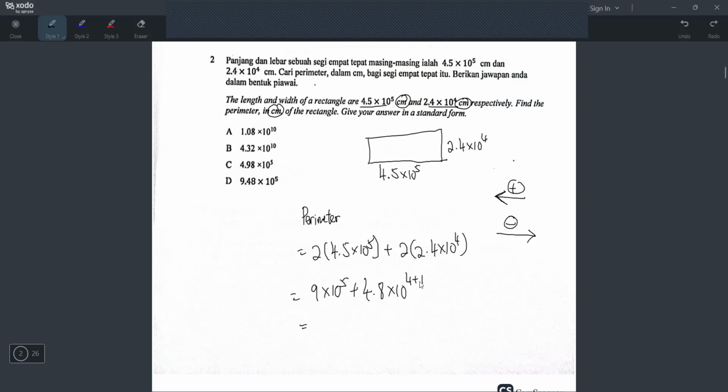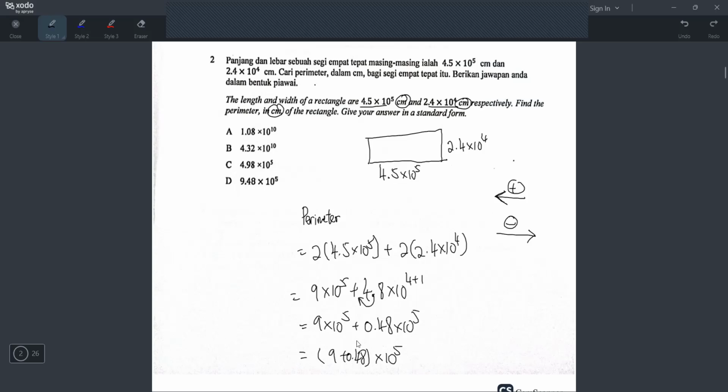So what happens if I plus 1 here? It means the decimal point I have to move in front. So now it becomes 9 times 10 power 5 plus the 4.8. I move the decimal point to the left, so it becomes 0.48 times 10 power 5. And why did I do that? So that I can factorize out the 10 power 5. Because this one got 10 power 5, this also got 10 power 5. I can take out the 10 power 5 like this, right? So what's left inside this bracket is just 9 plus 0.48.